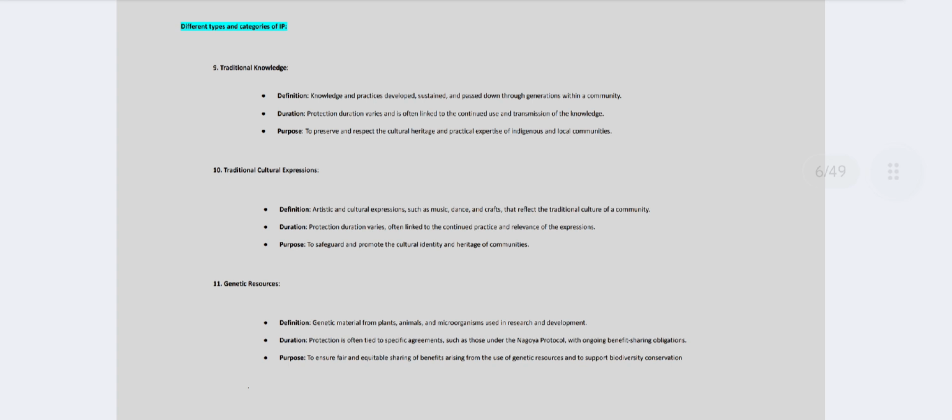Genetic resources. Definition: genetic material from plants, animals and microorganisms used in research and development. Duration: protection is often tied to a specific agreement, such as those under the Nagoya Protocol, with ongoing benefit-sharing obligations. Purpose: to ensure fair and equitable sharing of benefits arising from the use of genetic resources and to support biodiversity conservation.